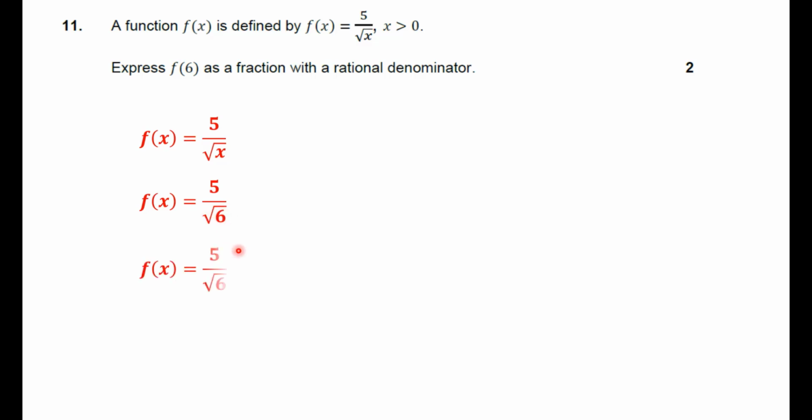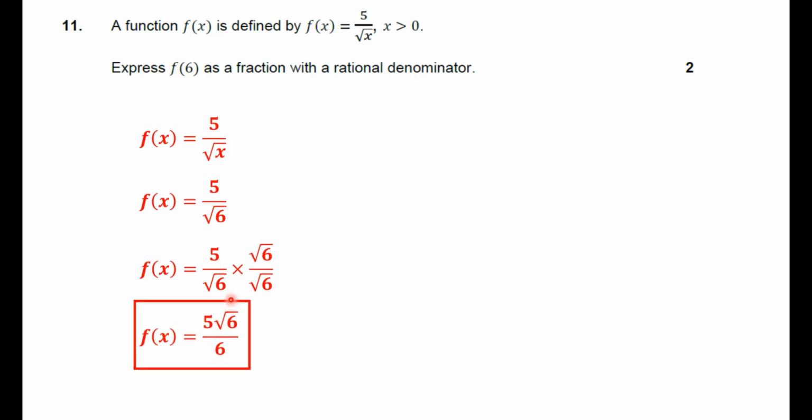So we do this. We multiply it by root 6 over root 6, which is the same as 1, which doesn't change it. And then we do the top two numbers, 5 root 6, and then the bottom becomes root 6 times root 6 is root 36, and root 36 is 6, and that denominator now is rational. Okay, 2 marks for that question.